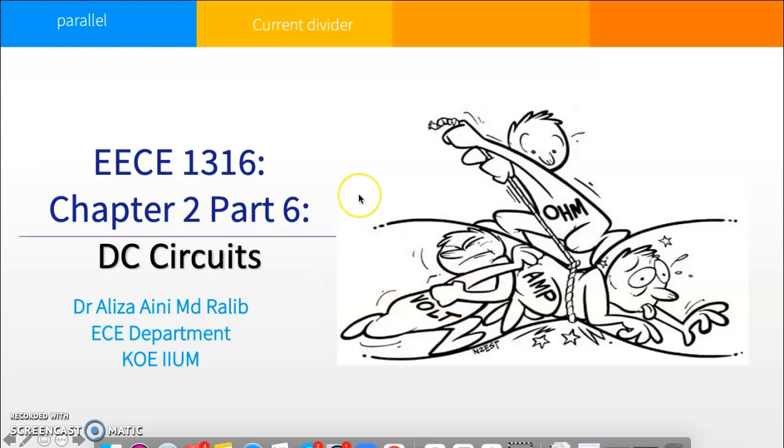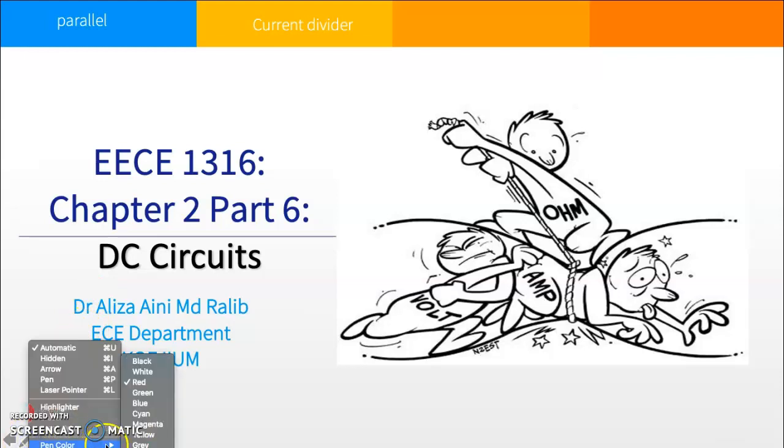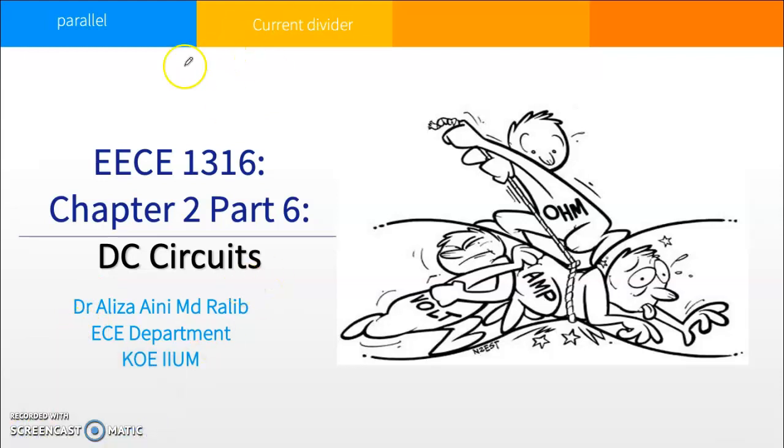Okay, Assalamualaikum class. So this is the last part of chapter 2. In this chapter you will learn about parallel and current divider.